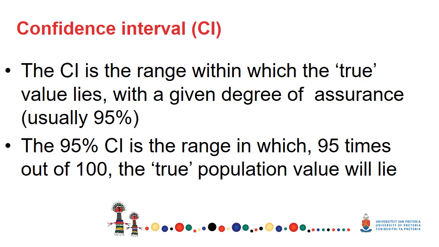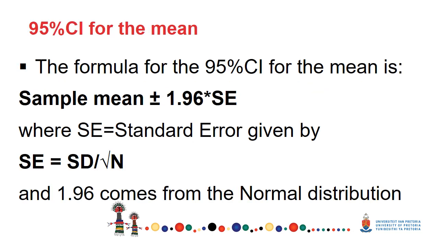The 95% confidence interval for a population parameter is the interval in which we are 95% sure that the parameter lies. The formula for the 95% confidence interval for the population mean mu is given by sample mean plus or minus 1.96 times SE. SE is the standard error. If we are doing the calculation for the mean, the standard error is given by the standard deviation SD divided by the square root of the sample size n. The constant 1.96 comes from the standard normal probability distribution that we will cover later.